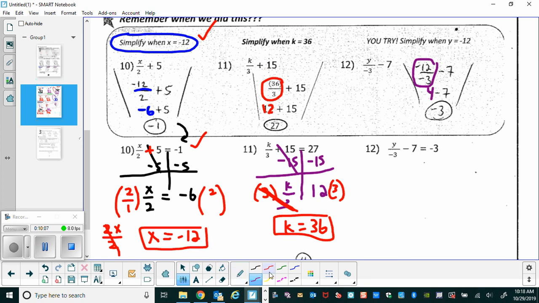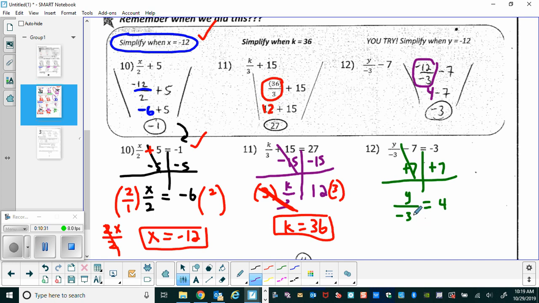Now for the last one here, we've got y divided by negative 3 minus 7 is supposed to equal a negative 3. So now to solve for y, we're going to add 7 for it to cancel out over here, and let's add 7 over here. That cancels out. We've got y divided by negative 3 equals positive 4. Negative 3 plus 7 is positive 4.